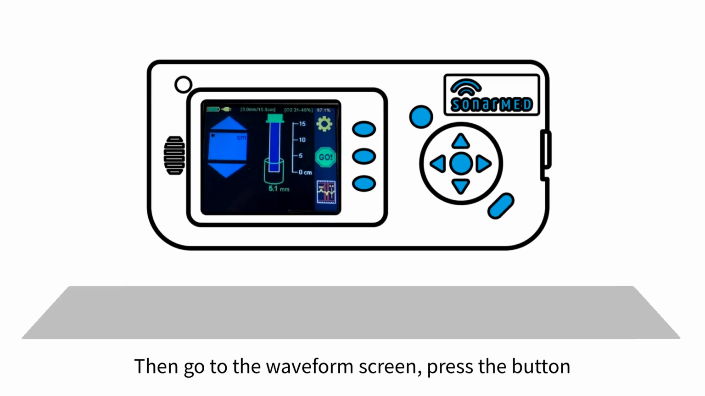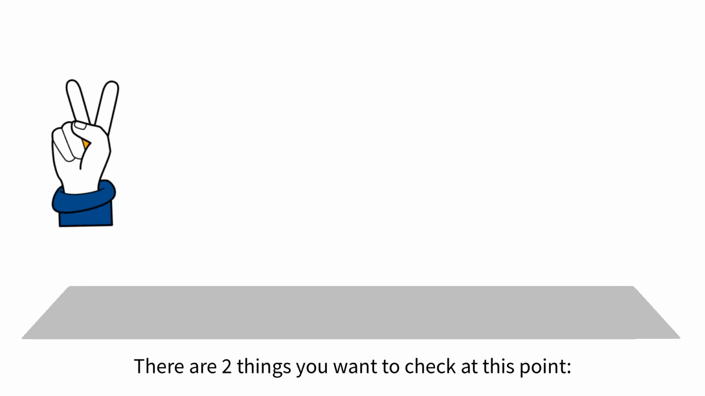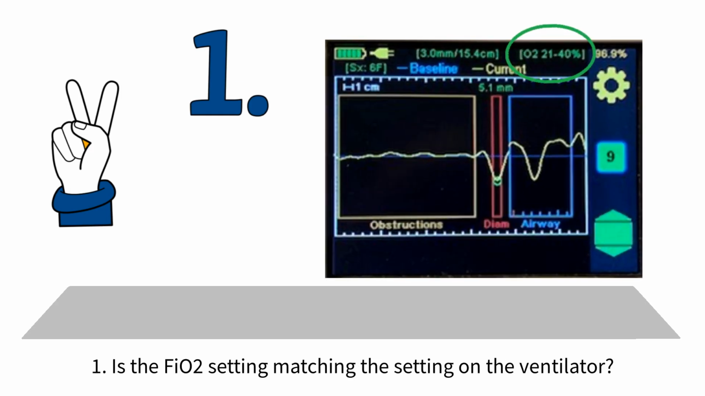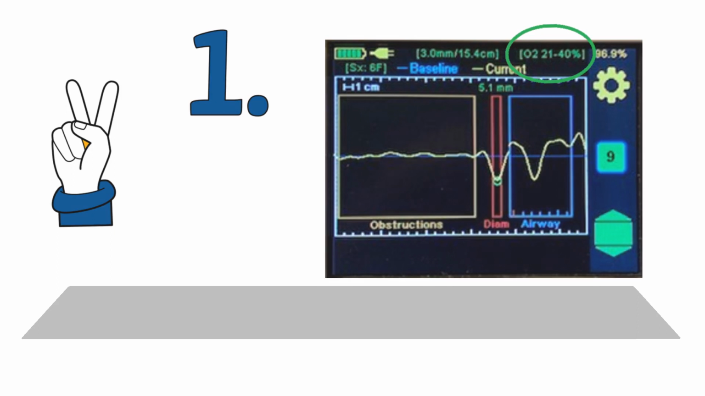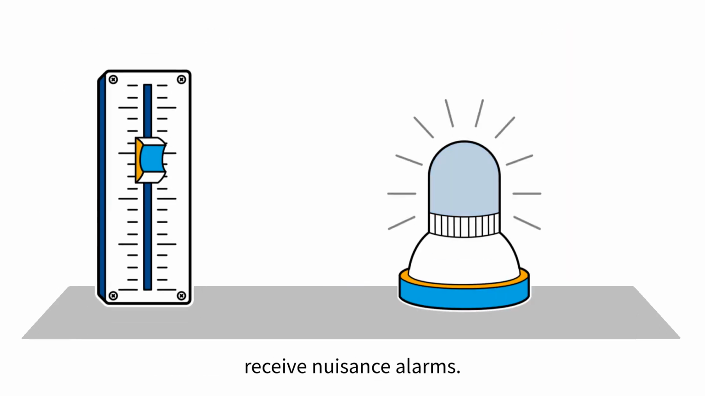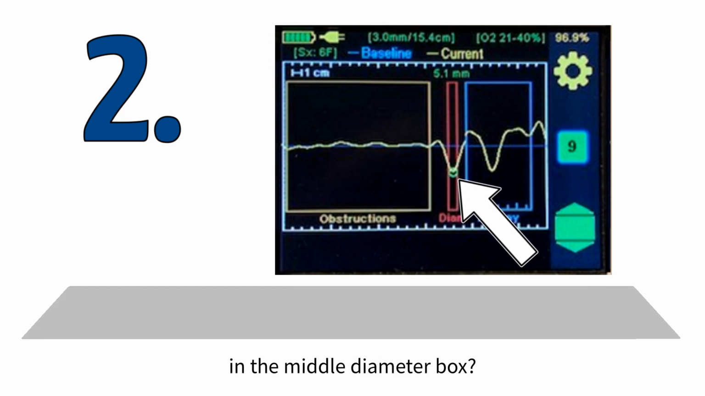Then go to the waveform screen. Press the button to the right of the waveform icon. There are two things you want to check at this point. One, is the FiO2 setting matching the setting on the ventilator? If it is not, it will need to be adjusted or you may receive nuisance alarms. Two, is the left echo between the two vertical red lines in the middle diameter box?